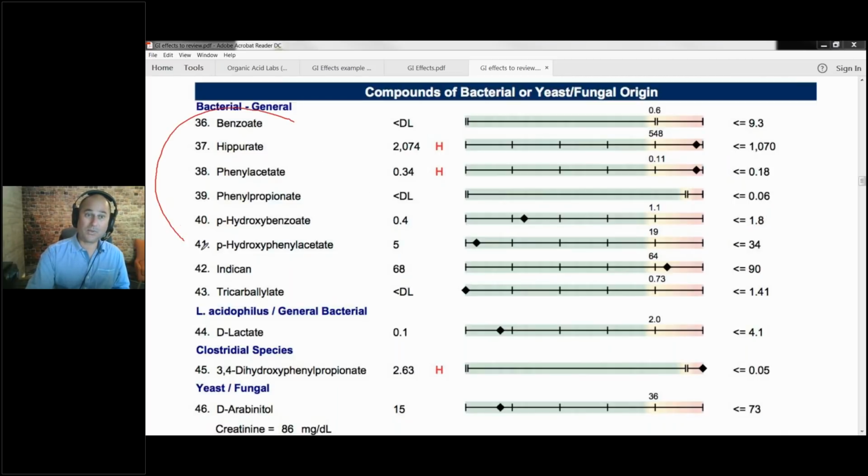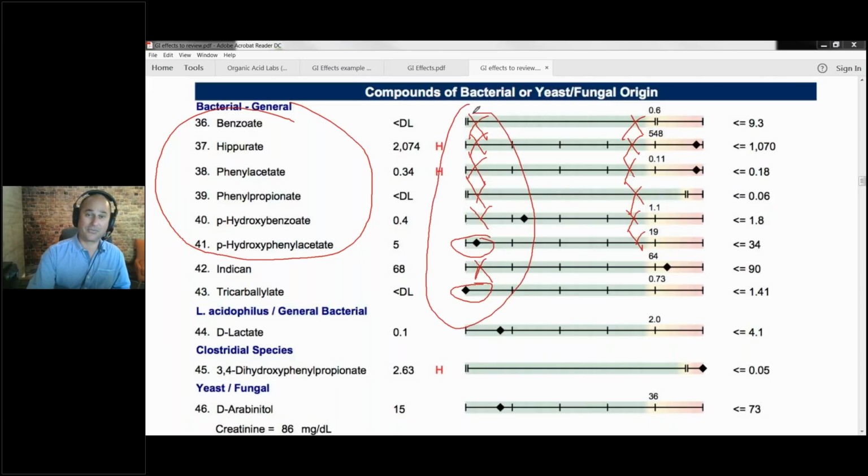So anyways, this whole grouping here, 36 through 41: benzoate, hippurate, phenylacetate, phenylpropionate, parahydroxybenzoate, parahydroxyphenylacetate. These are all markers of, am I eating enough vegetables and fruit? If that patient is eating enough vegetables and fruit, you'll see high normal levels. That's what you want on this. Do you want low levels? No. Low levels on this test means that they're not eating enough fruits and vegetables. This patient is not eating enough fruits and vegetables. They have low levels, okay? So low levels on this section is not a good thing.